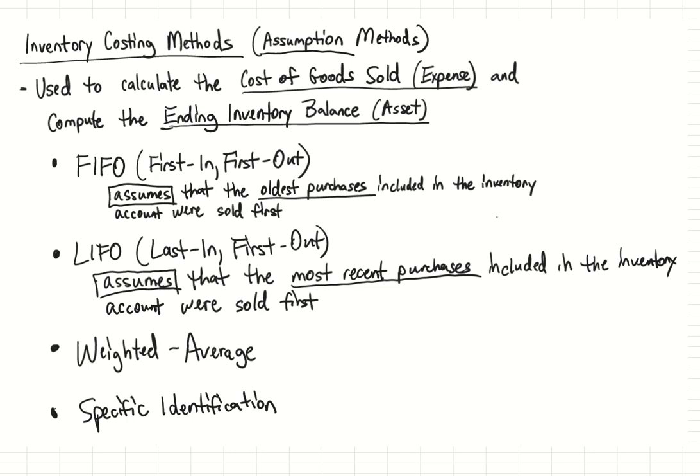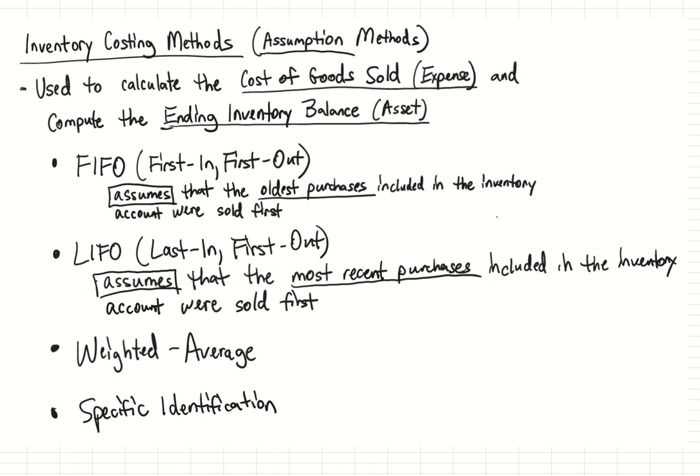So chapter 6 talks about the inventory costing methods, and there are 4 different types of inventory costing methods that can be used. But before we get into that, I just want to provide an overview on what the inventory costing methods are used for, what they're all about. The inventory costing methods are used to calculate the cost of goods sold, which is the expense that needs to be reported in a company's books once products are sold. And it is also used to figure out what the ending inventory balance is going to be.